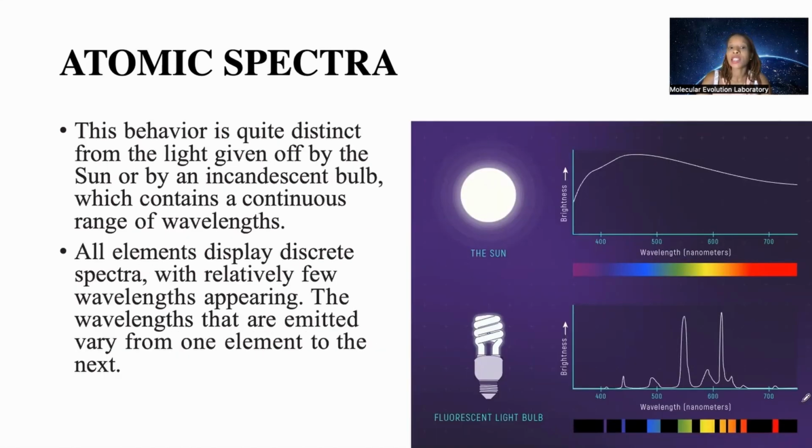So this is basically different from light given off by the sun or by an incandescent bulb, which contains a continuous range of wavelengths. The spectra between atoms are very discrete. They produce highly specific photons at different wavelengths, and the wavelengths that are emitted vary from element to element. So this is showing the wavelengths in nanometers from the sun, which contains a continuous range of wavelengths, as opposed to a fluorescent bulb, which consists of wavelengths appearing between 550 and 600, producing different colors.